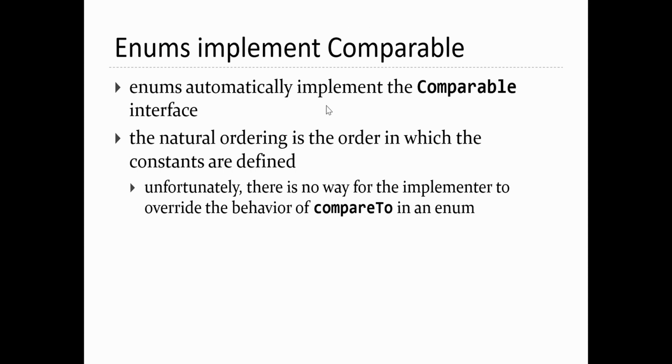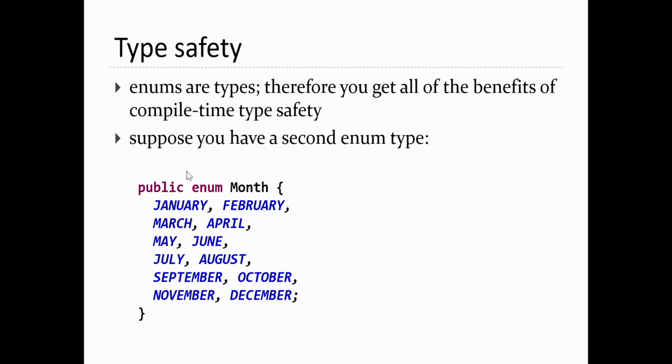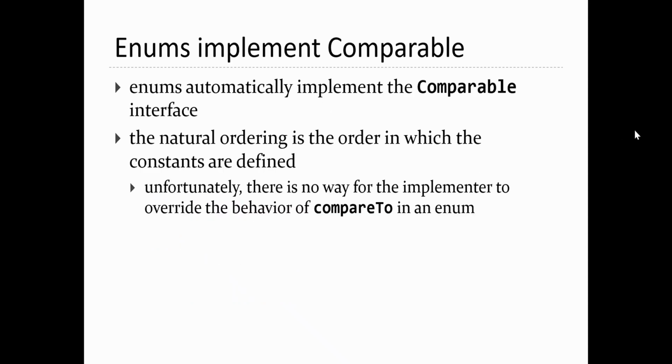Enumerations also implement Comparable for you automatically. So the order in which you list your constants is the sorted order of your constants. For the months, it makes sense to list them from January to December in order. When you compare them, they compare in the order that you listed. So January is less than February, February is less than March, and so on. You don't have to implement this. You get it for free. So enumerations implement Comparable for you.